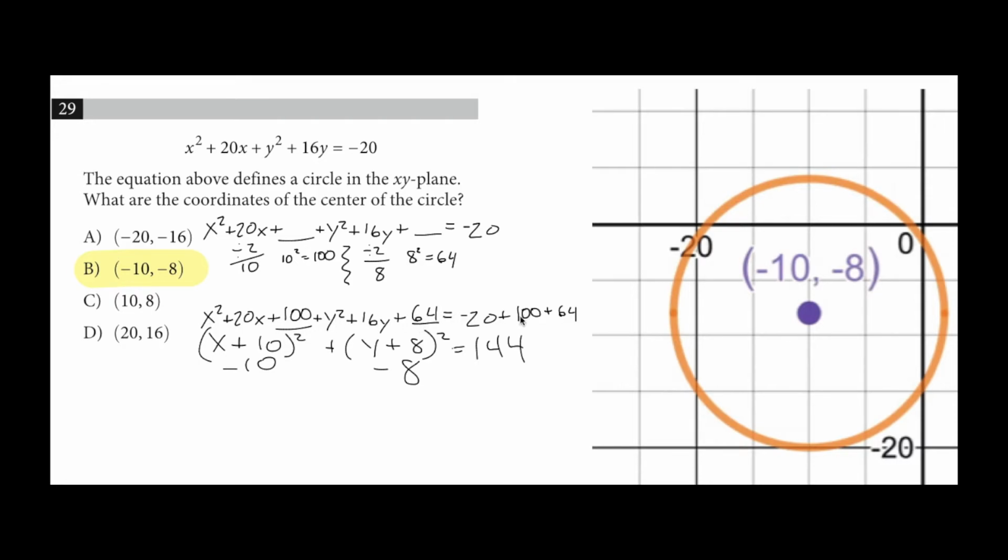So therefore, you have to add 164 over to this side. When you combine all three of these, you get 144. That number doesn't actually matter very much. You can see that this is x plus 10 squared plus y plus 8 squared.